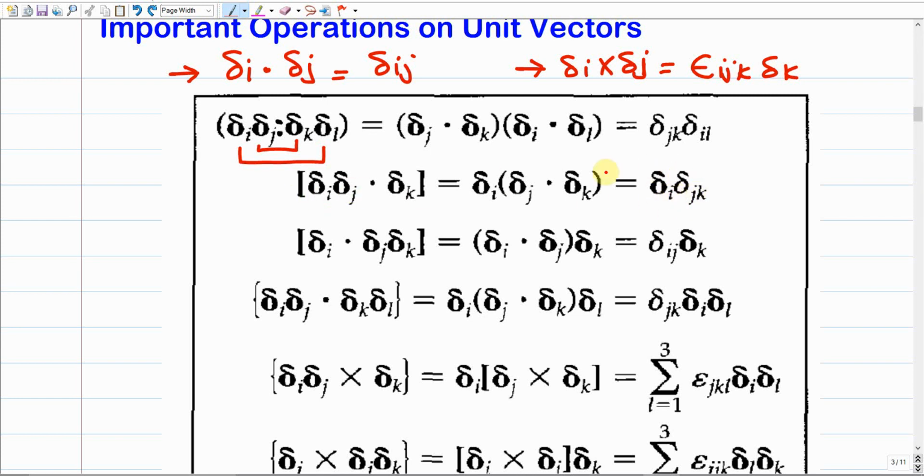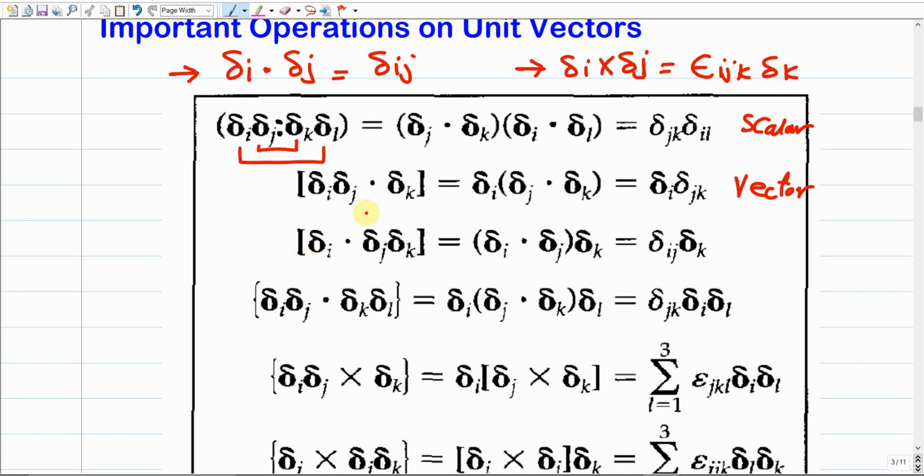So remember that this dot product gives us a scalar. This is a scalar quantity. There are no deltas here. This delta is the canonical delta, but I'm talking about a unit vector. There are no unit vectors here. There is no delta I, there is no delta J, and so on. But here we do have delta I, so this is a vector. This quantity will be a vector. Make sense?